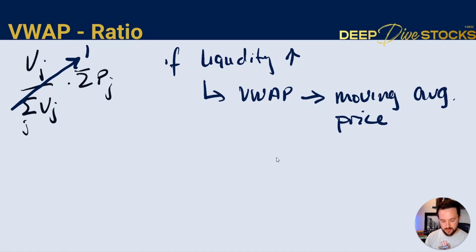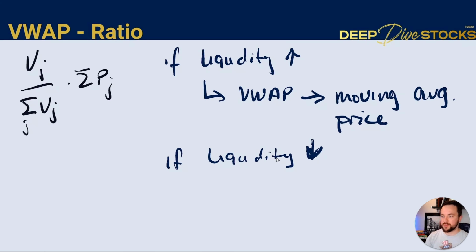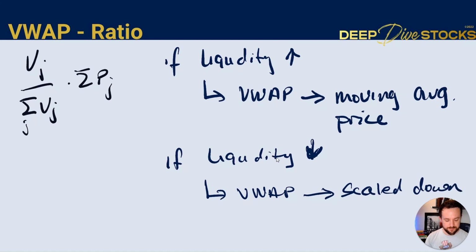Conversely, if liquidity decreases, or the relative volumes per price movement decrease, then we see that VWAP just gets scaled down. Right, as this moves towards 0, this increasingly gets smaller. Its magnitude gets smaller.